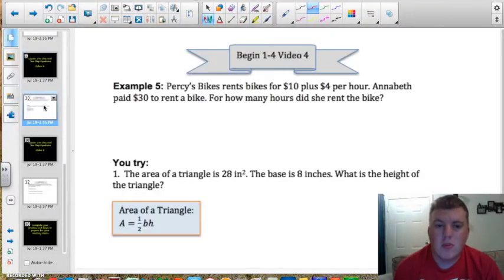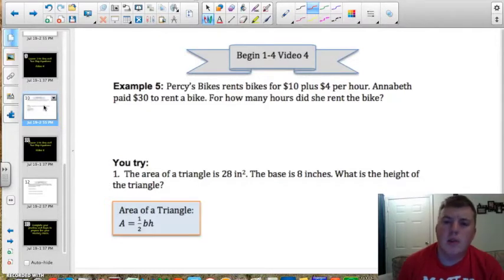Alright, so I'm going to first start by reading our word problem. Example 5 tells us that Percy's Bikes rents bikes for $10 plus $4 per hour. Now Annabeth paid $30 to rent a bike. We want to know for how many hours did she rent the bike.